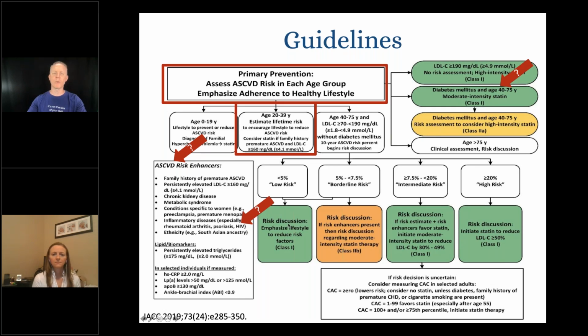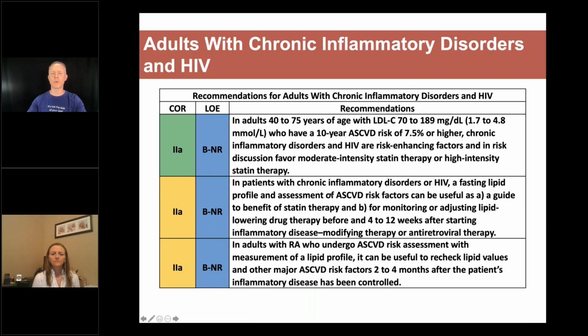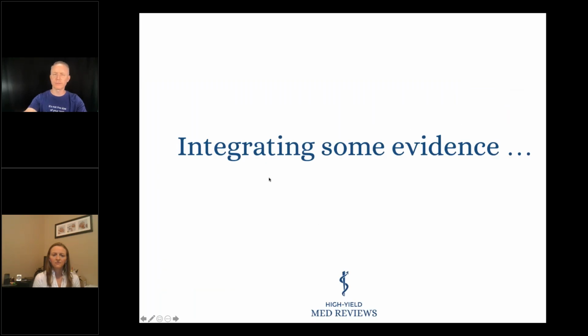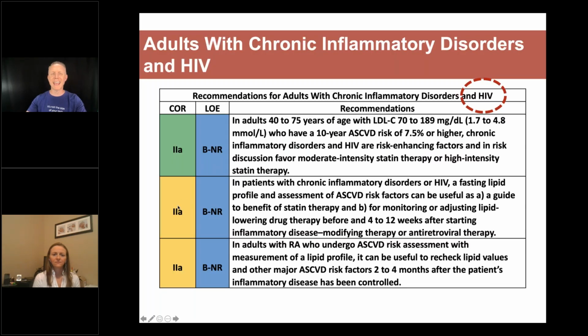When you say, well, what risk does HIV really have, and why are they picking on it? Well, if you look right here, HIV is a 2A recommendation. So for chronic inflammatory disorders or HIV, we should do a fasting lipid profile and a risk assessment to be helpful as a guide to the benefit. But not everybody's going to agree with that.